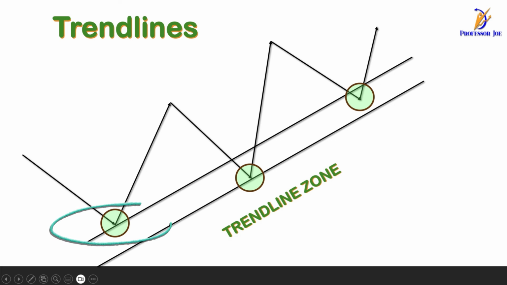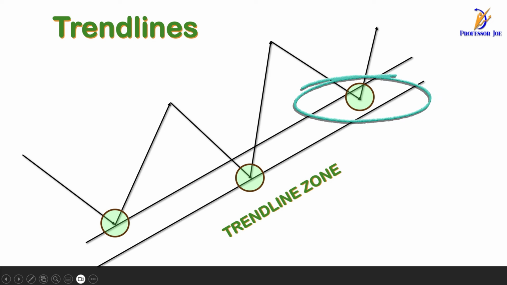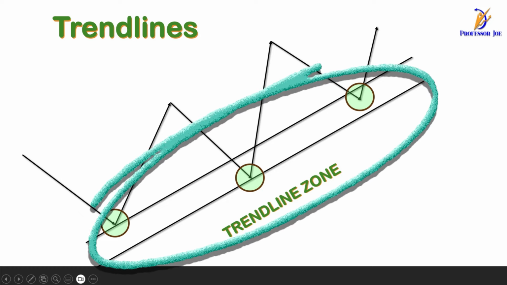In some cases, the price might just touch the upper part of the zone. In some cases, the price might just touch the lower part of the zone, and in some cases, the price might be in the middle of the zone. But all three are considered as a trend line zone. Everything is inside the trend line zone. So yes, this is a trend line zone. So we need to come out of this myth that there is something called a trend line. It is a trend line zone.